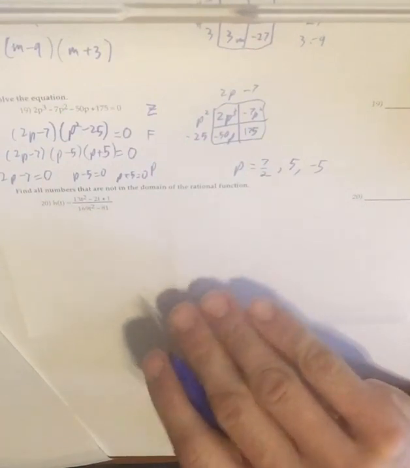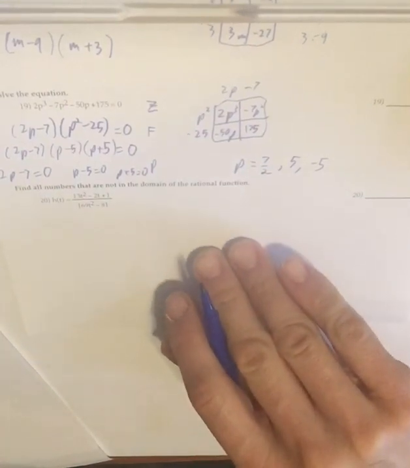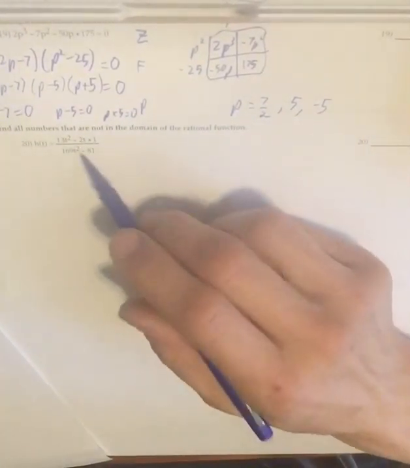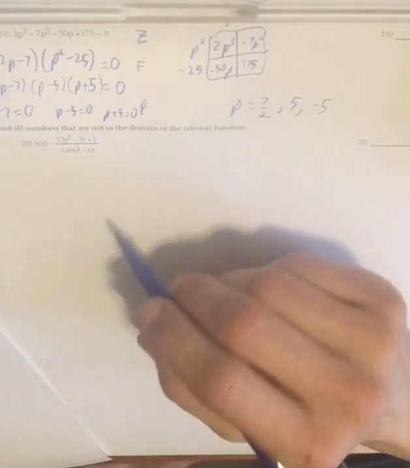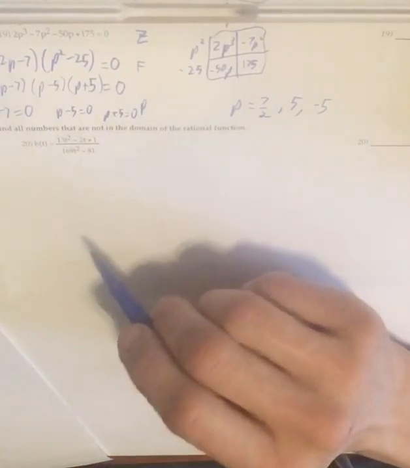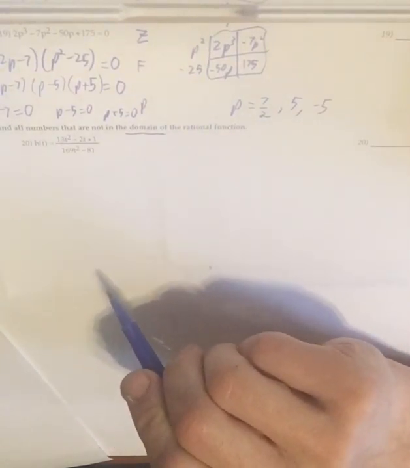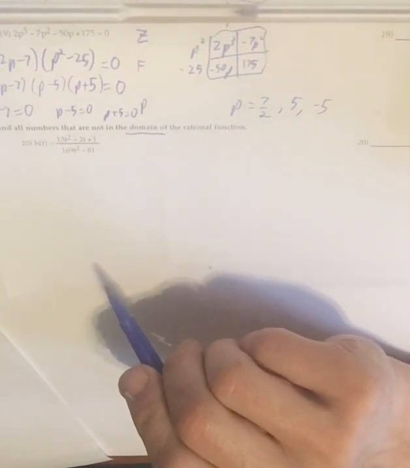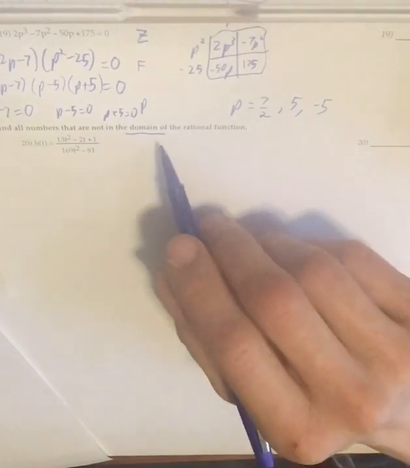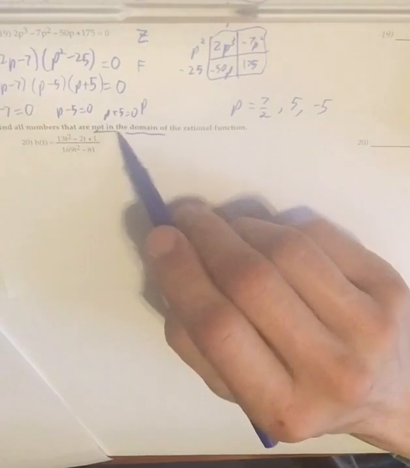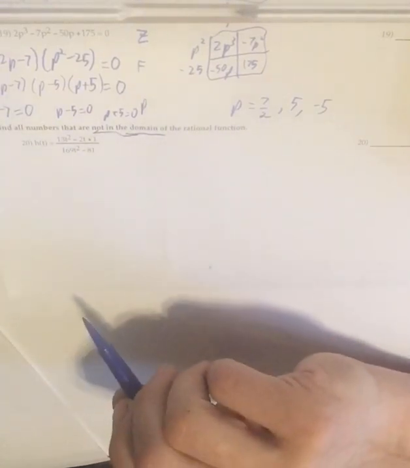One more on this page. All numbers that are not in the domain of the rational function. So rational expressions or rational functions is where we've got a polynomial over a polynomial. We've got a denominator to think about. And for domain on these things, we're worried about zeros of the denominator. The restrictions on the domain, the numbers that are kind of off limits here or not in the domain, would be numbers that make the denominator equal to 0.